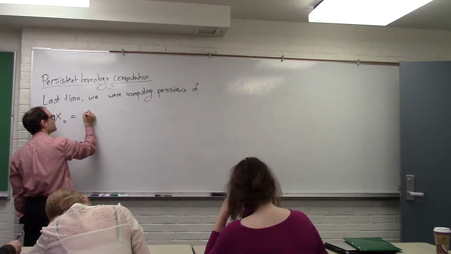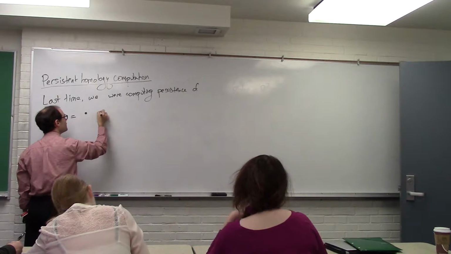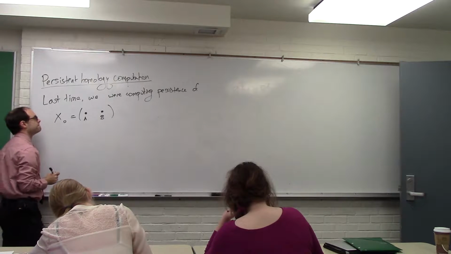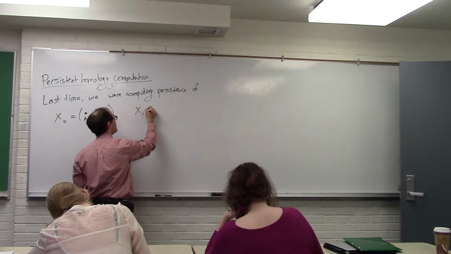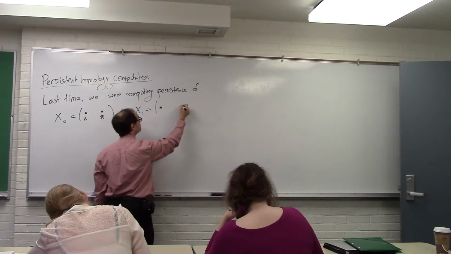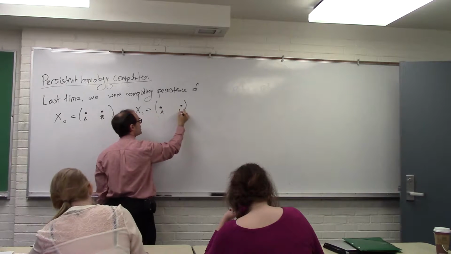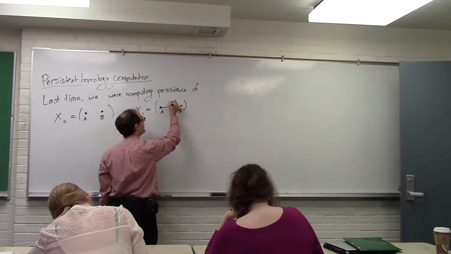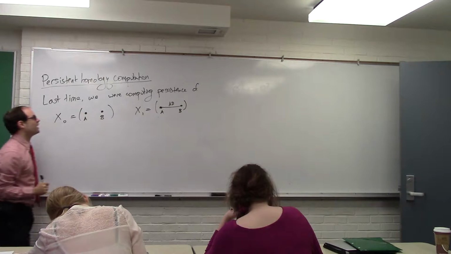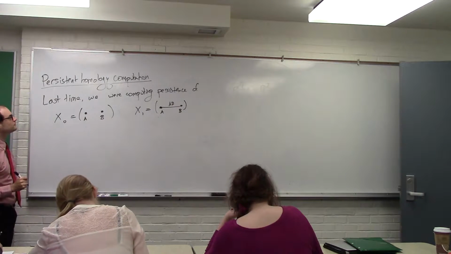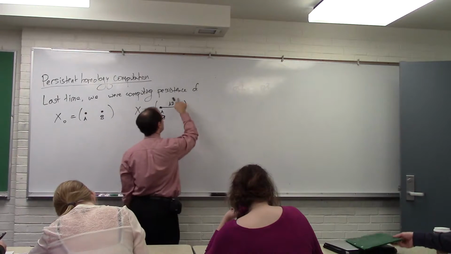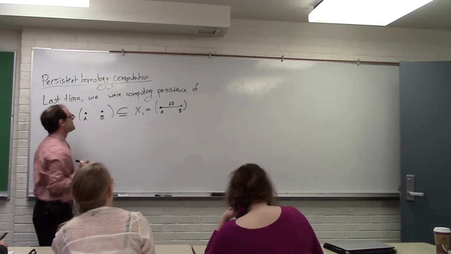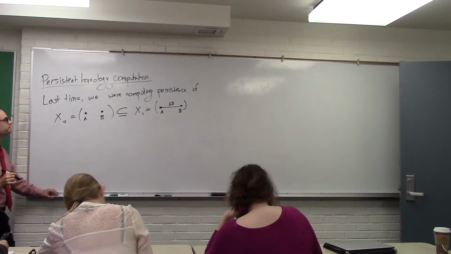X0, the zeroth space, was just two vertices. And X1 was those same two vertices. This being a filtration, I'm never allowed to delete simplices. I can only add them as I go. So I just added on that edge. So we're aiming for one being a subcomplex of the other.